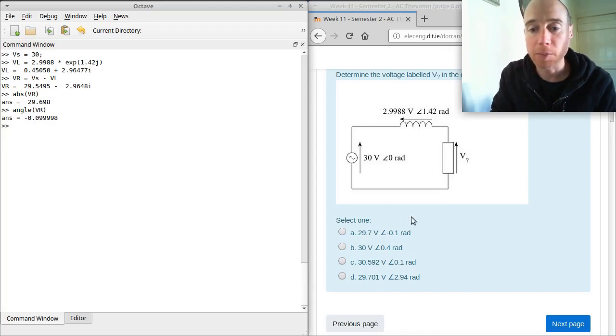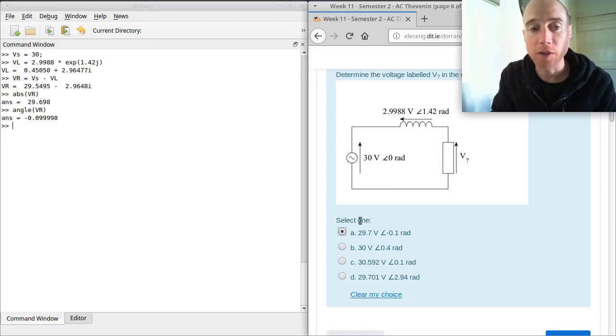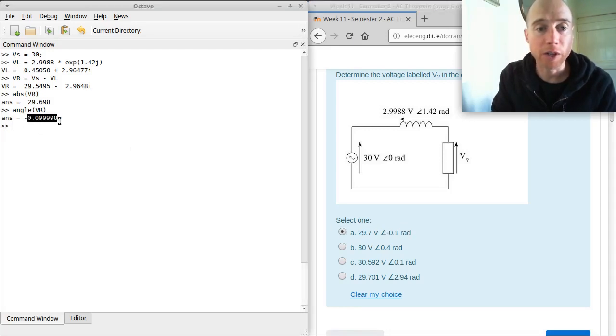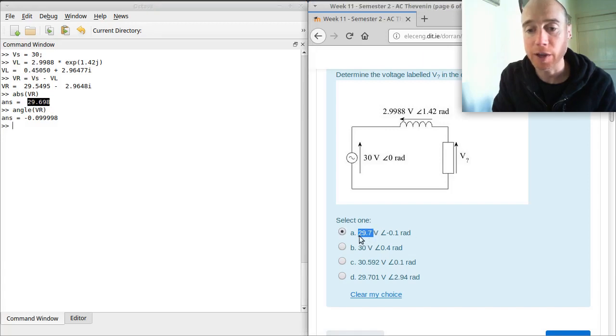So looking at our possible options here, you can see that option A is almost a perfect match for the number that we've calculated there. With a phase angle of minus 0.1 radians, that's very, very close to minus 0.1, and 29.698, very close to 29.7. So A is our correct answer in this question here.